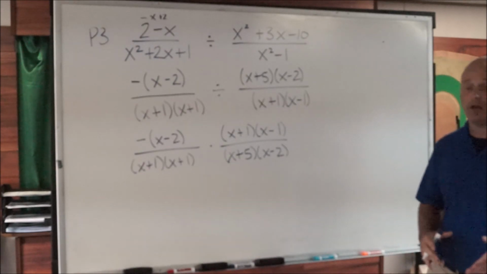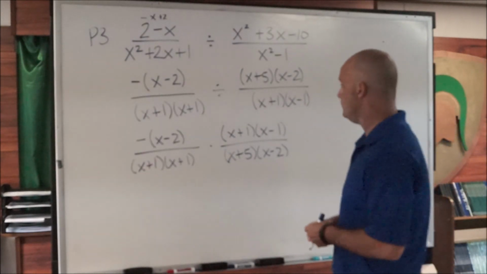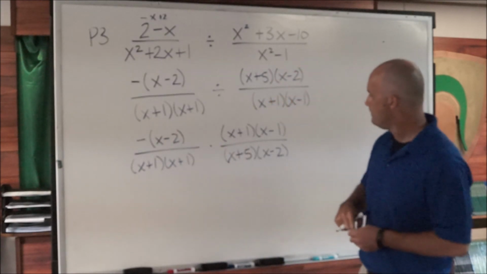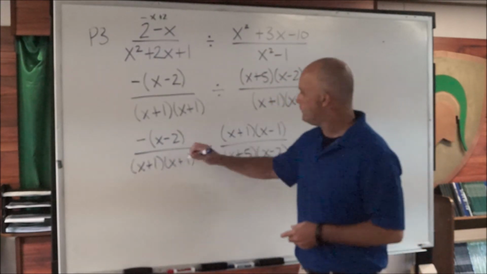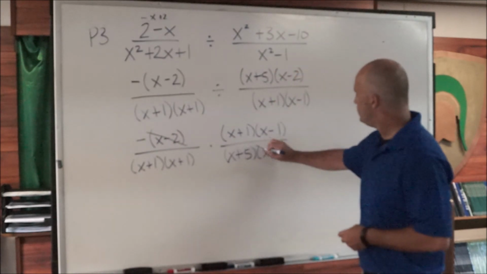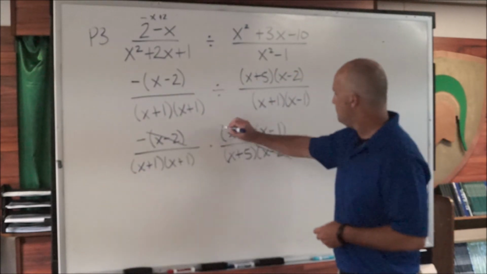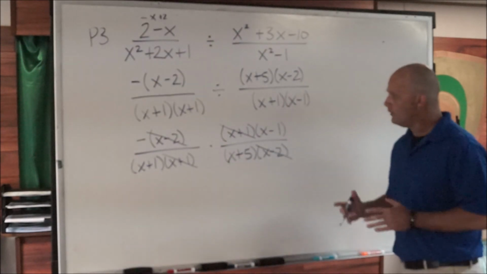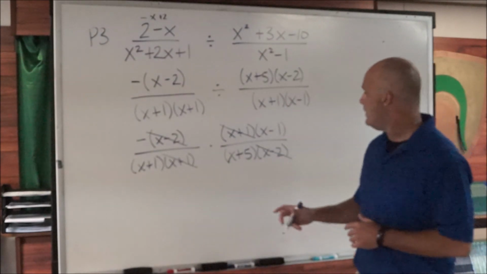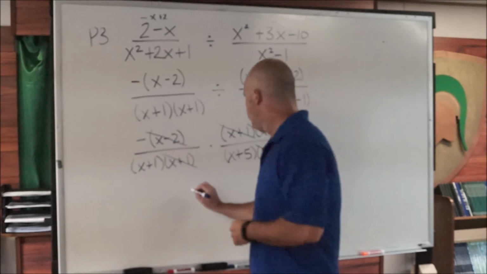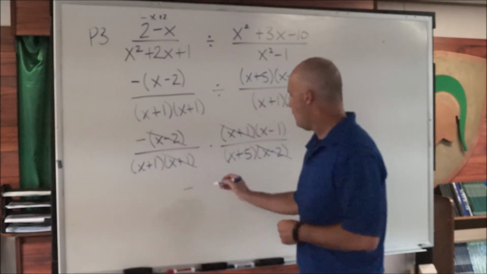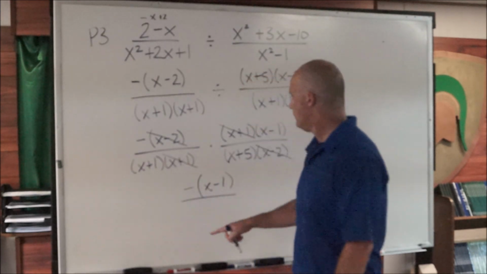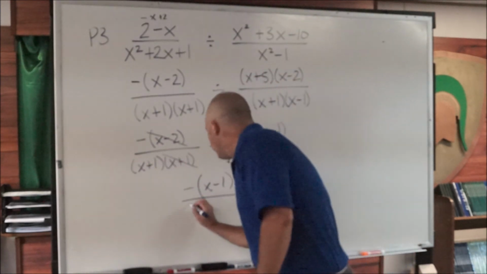Now I can start reducing vertically and cross-reducing. So x minus 2 and x plus 1 and x plus 1, there's nothing there. But I do have an x minus 2 here and an x minus 2 here. I have an x plus 1 here and an x plus 1 there. There's nothing else that can be done there. So now it's just going to be a negative times x minus 1 over x plus 1 times x plus 5.